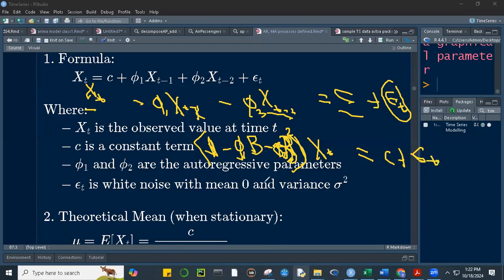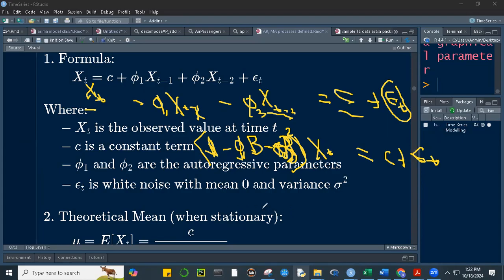So again, class, just for exposure, because you might be reading some text or some journals and you see, what's this B? That's called your backshift operator. And it's also a good way to express your model. As compared to writing it this way, you can write it this way.